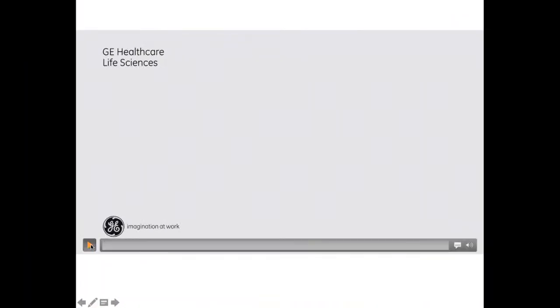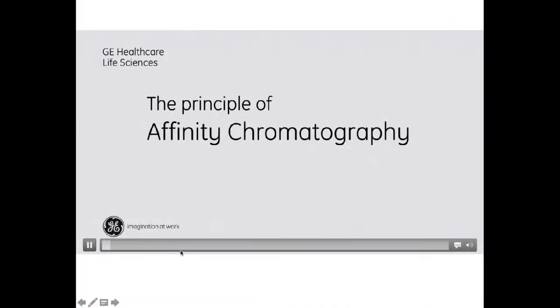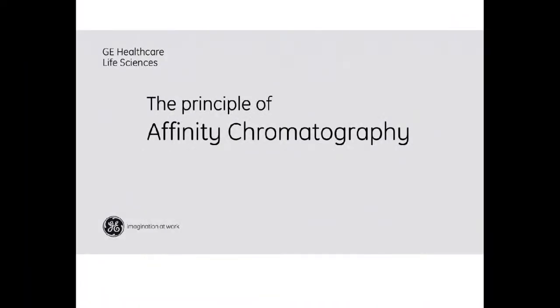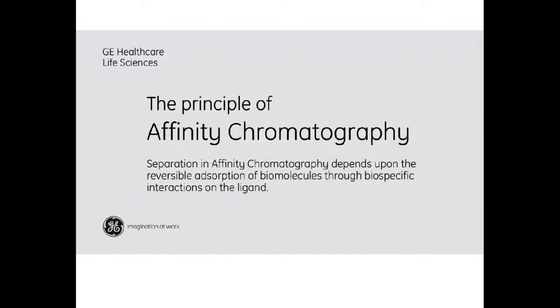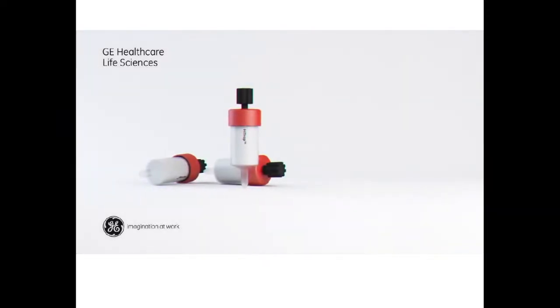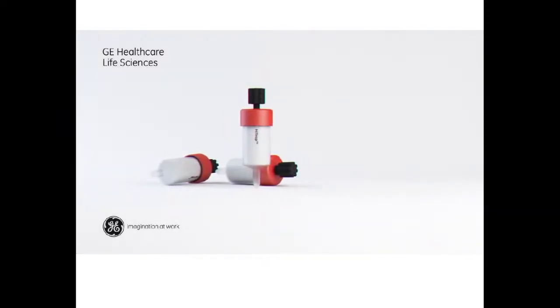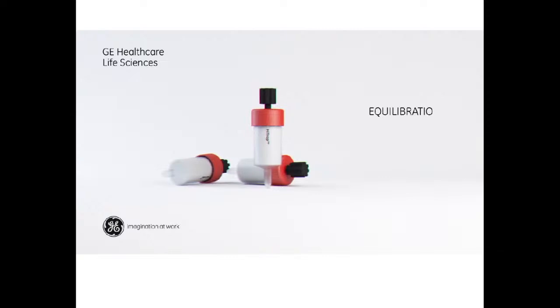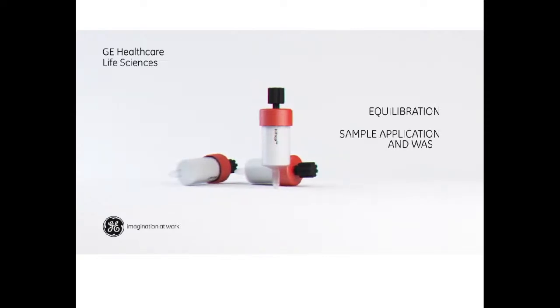So let's check how we do this technique. Separation in affinity chromatography depends upon the reversible adsorption of biomolecules through biospecific interactions on the ligand. Most affinity chromatography experiments are performed in 3 main stages: equilibration, sample application and wash, and elution.